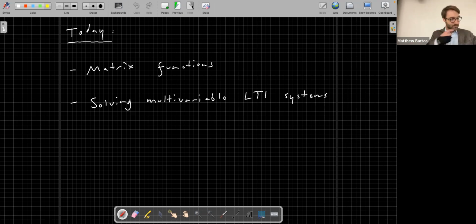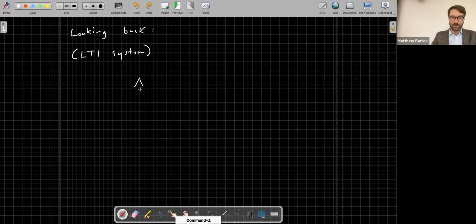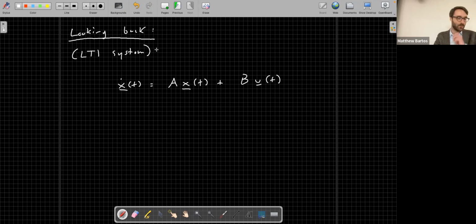All right, cool. So just to motivate the discussion, let's look back. Let's say we have an LTI system of the following form: x dot of t is equal to Ax of t plus Bu of t. So this is our standard LTI system. Any LTI system that we can think of, we can put in this form. This is our state space form.